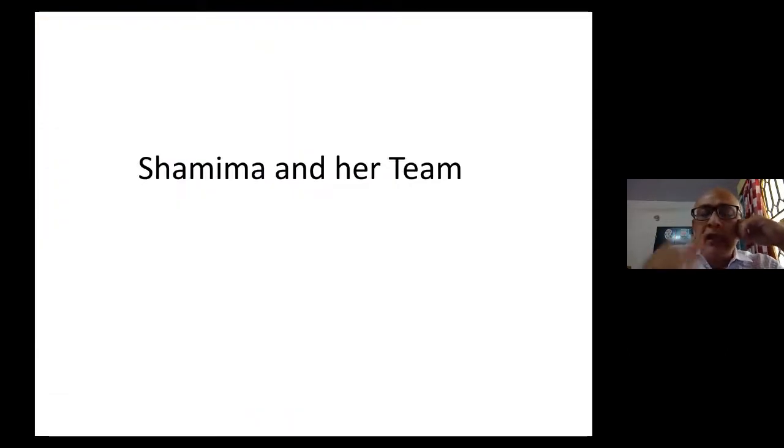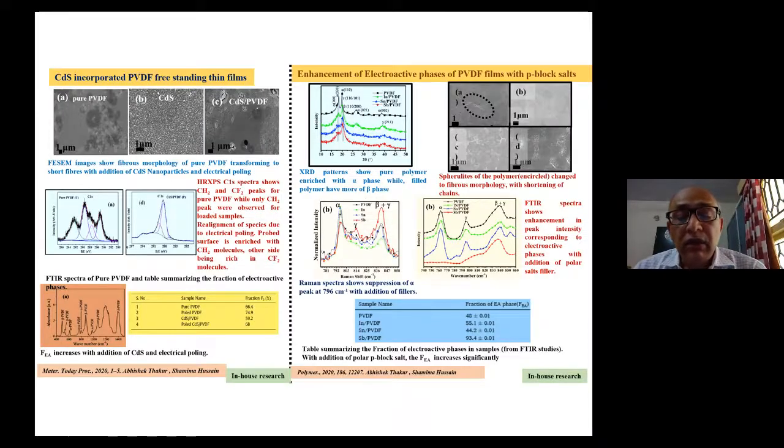Then I go over to the other part where Dr. Shamima and her students are working mostly on polymer and polymer composites, which have piezoelectric applications. So I just start with this, wherein our Mr. Abhishek Thakur, who is in the fourth year of PhD, has done several experiments wherein he has incorporated cadmium sulfide into PVDF and then looked at the enhancement of electroactive phases. So he is looking for a phase which shows more electroactive nature, piezoelectric property, and in this case cadmium sulfide incorporated PVDF shows enhancement.